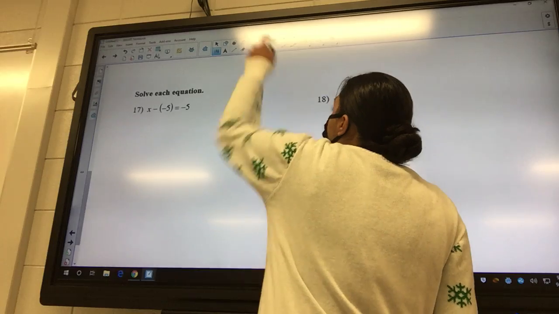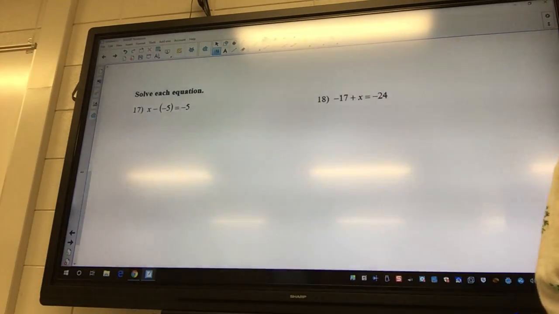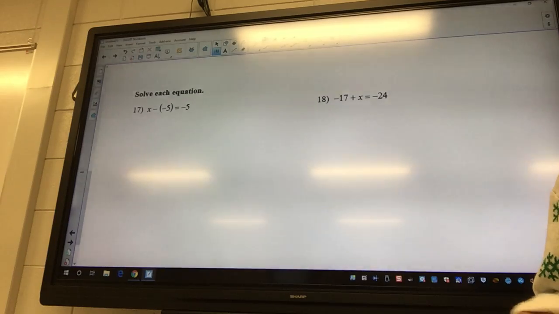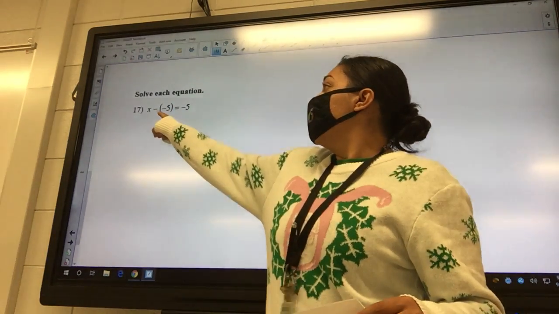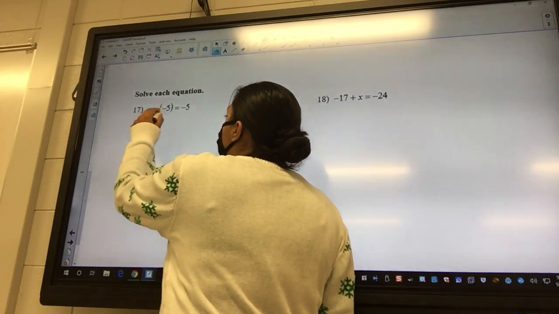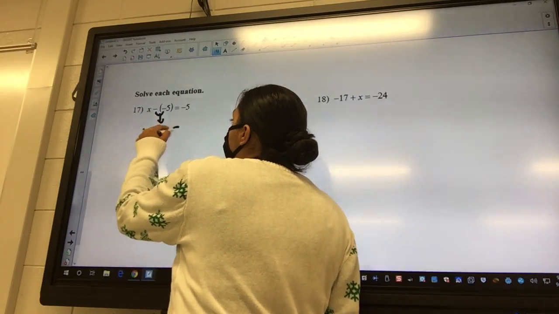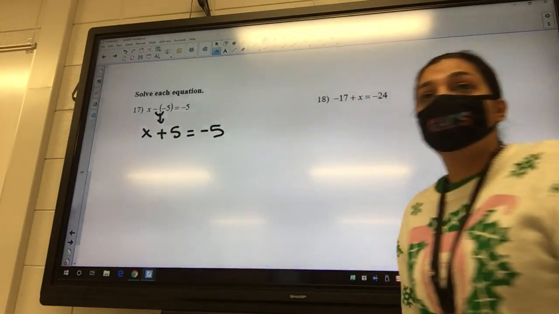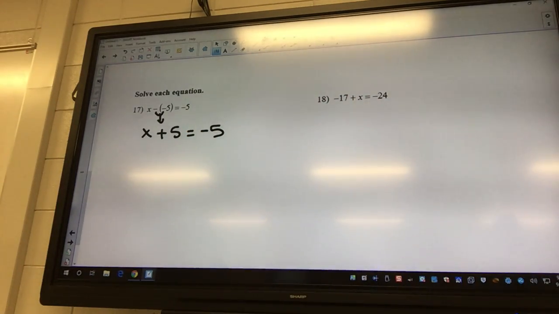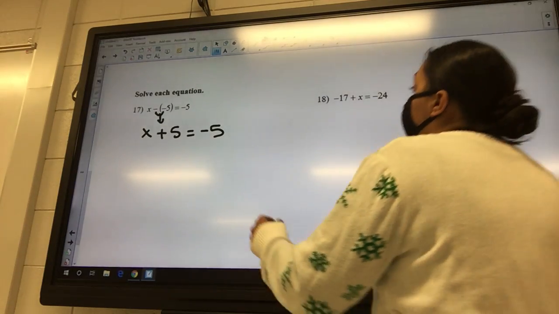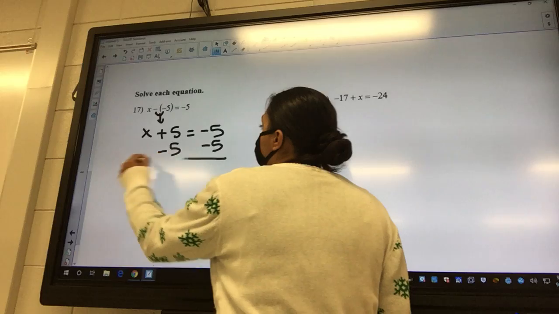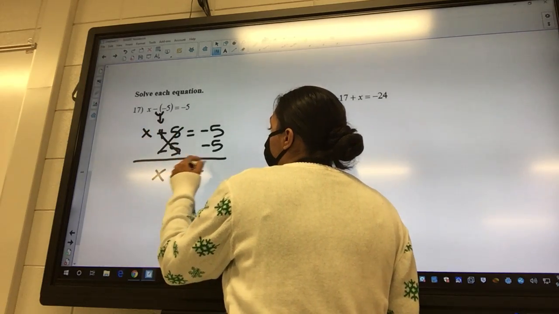Okay, so 17, what is the first thing that we can do? You could distribute. What's a minus minus? It's a positive. So we can convert this one to a plus. So I got x plus 5 equals negative 5. Okay, what's our next step going to be? We're trying to get x equals something, so x by itself. Subtract 5 from both sides. So I got x equals negative 10.